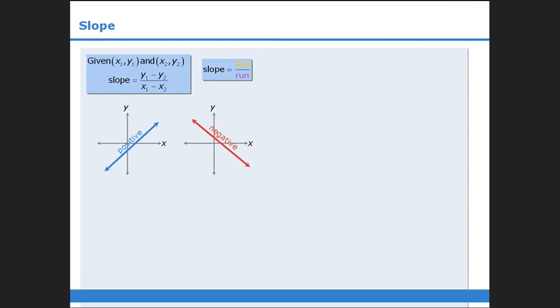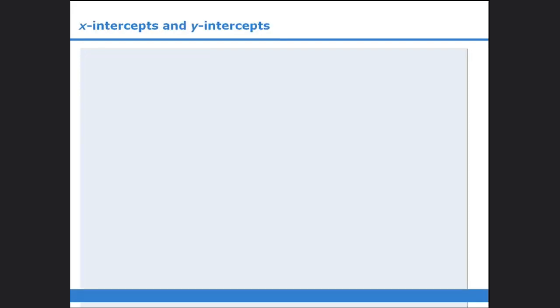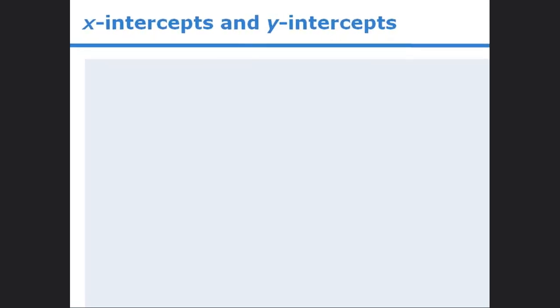Okay, let's summarize. In this lesson, we learned 2 related approaches for determining slope. We learned that slopes can be positive and negative, and we learned that as the magnitude of a slope increases, the line gets steeper. In this lesson, we will examine x and y intercepts of lines.